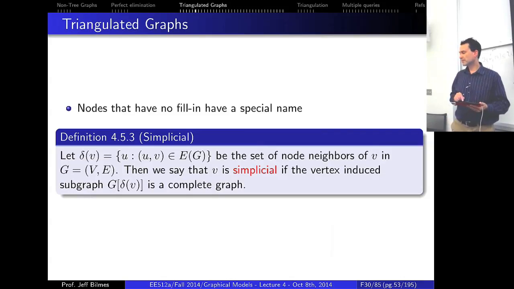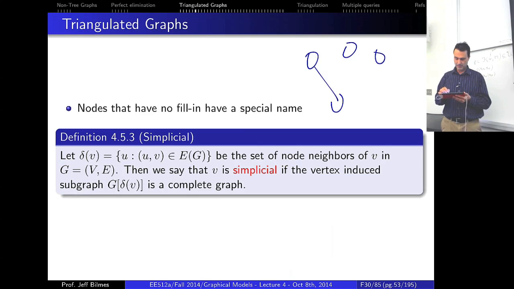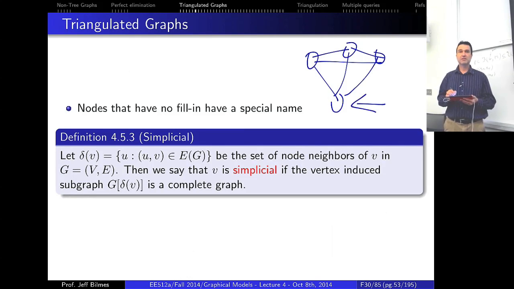So let's do a couple more definitions. There's a notion of a simplicial vertex in a graph. Basically, a vertex is simplicial if its set of neighbors are complete. Right? So, for example, if this is the graph, then this guy is not simplicial. This guy is simplicial. But if we add these edges, then this one becomes simplicial because its neighbors are complete.